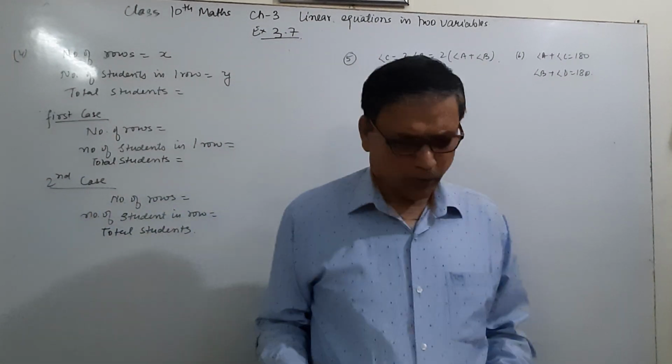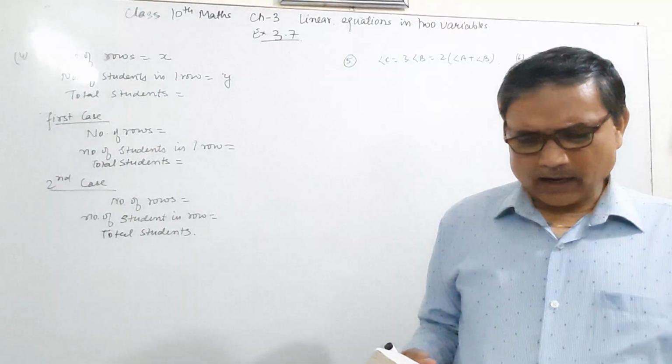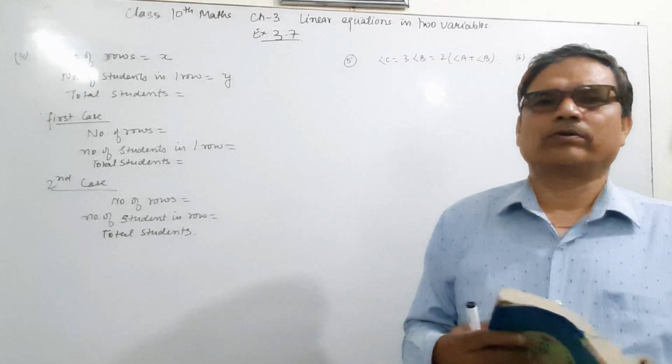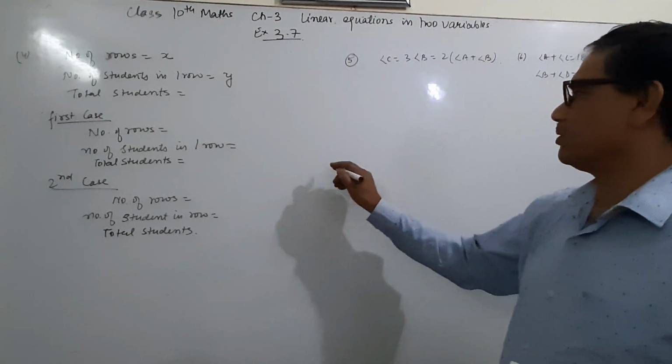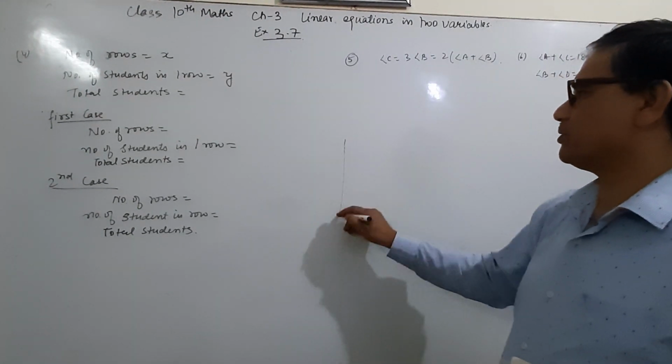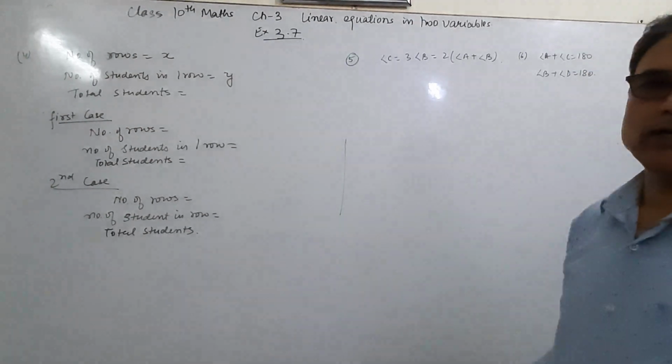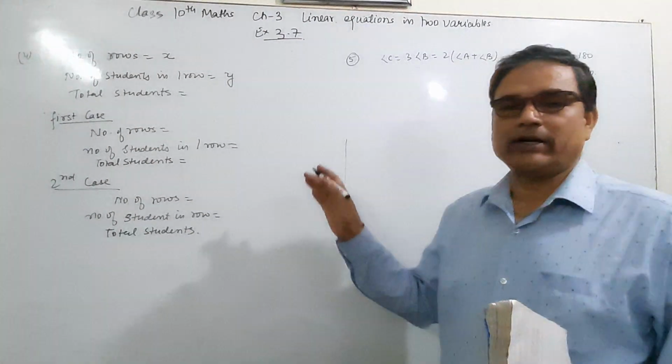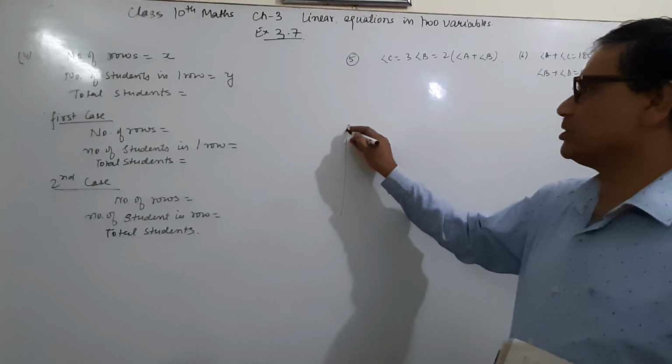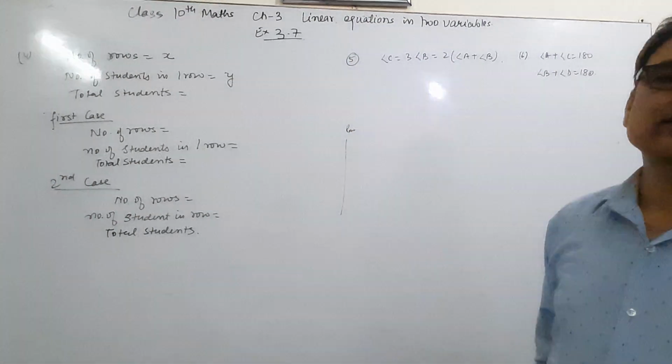And now question number 4. The students of a class are made to stand in a row. It means we have to make rows. What is a row? Generally this will be a row, not the vertical line. Here I am assuming that this is a row. But in science it is a column.